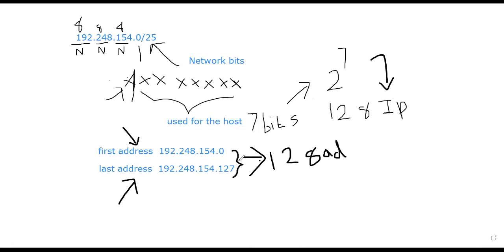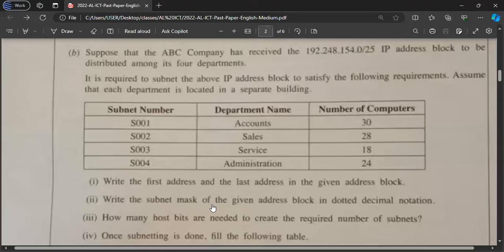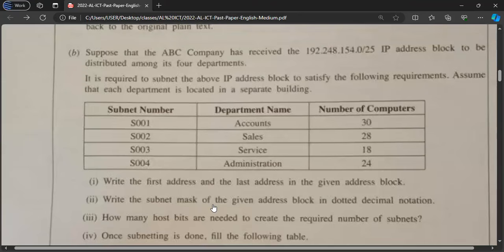So now it's time for us to move to the next question, right? Okay. Next question, they're asking: write the subnet mask of the given address block in dotted decimal notation. So let us see how to do that.